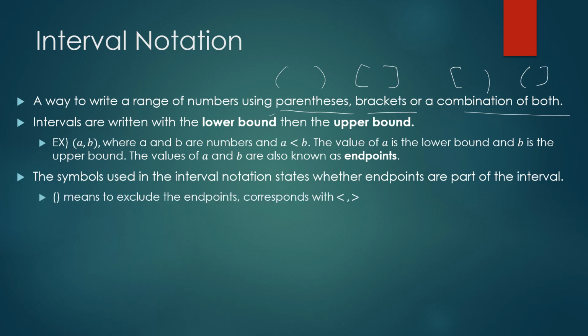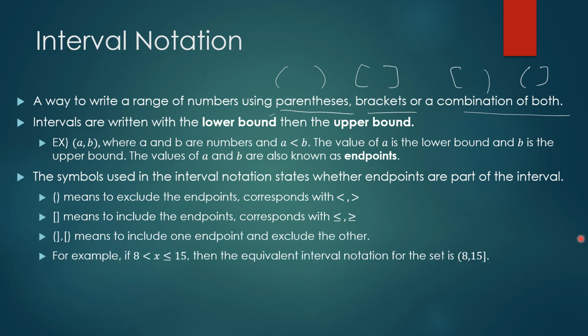If we have parentheses on both sides of the interval, we exclude the endpoints. This will correspond to any inequality that is strictly less than or strictly greater than. If we have brackets on both ends of our interval, this will mean we include the endpoints, and it will correspond with less than or equal to or greater than or equal to. We could also have a combination, with one endpoint being included and the other one excluded. Remember that the parenthesis is exclusion, while the bracket is inclusion.